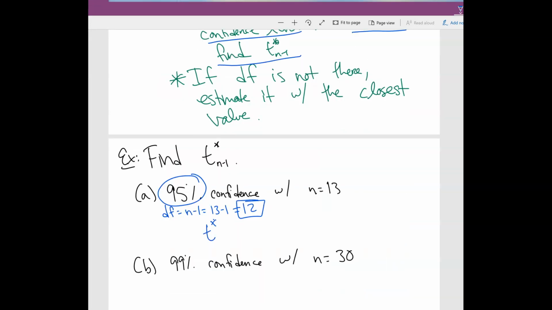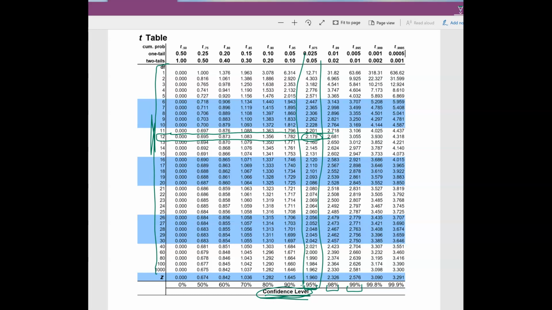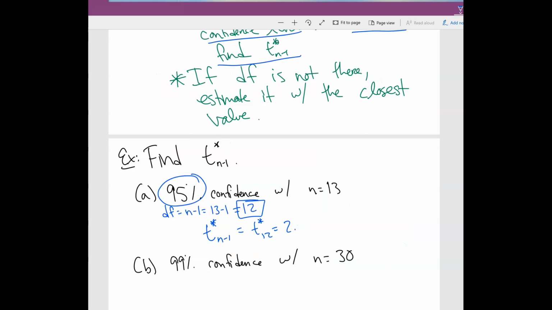So T star n minus 1 is, well, you can write it like this, because remember, n minus 1 is just 12. It's just 2.179. And that's it. That's just the answer. Okay?